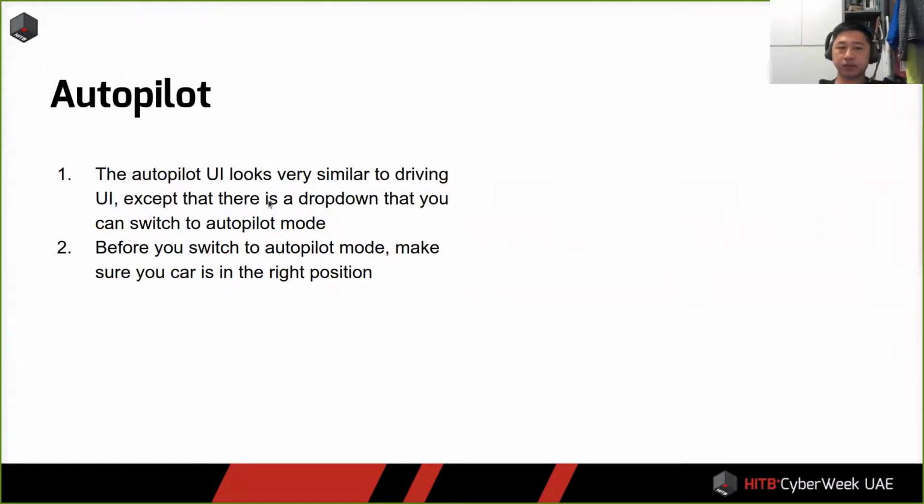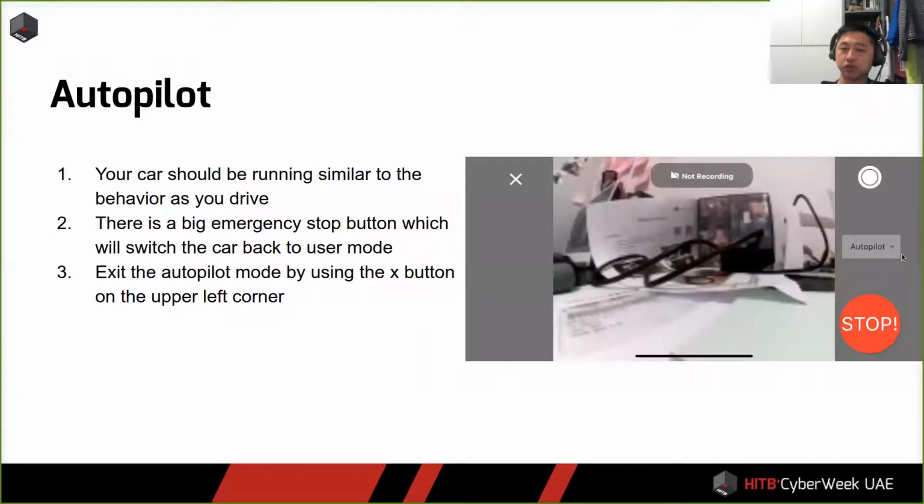The autopilot UI looks very similar to the driving UI, except there's a drop down here. Let me show you the next picture. This is a screenshot I took earlier. There's a drop down menu here when you start the autopilot, and you can click this menu and switch the car into autopilot. I will show you how later. Your car will be running similar to the behavior of how you drive.